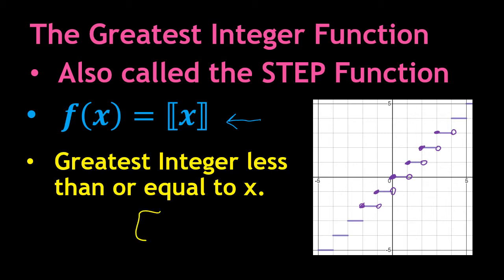If you have the greatest integer function of 2.7, and we take our graph and go over 1, over 2, and right here is 2.7, we will see that our answer falls on this piece, which is a y value of 2. 2 is the greatest integer less than or equal to 2.7.